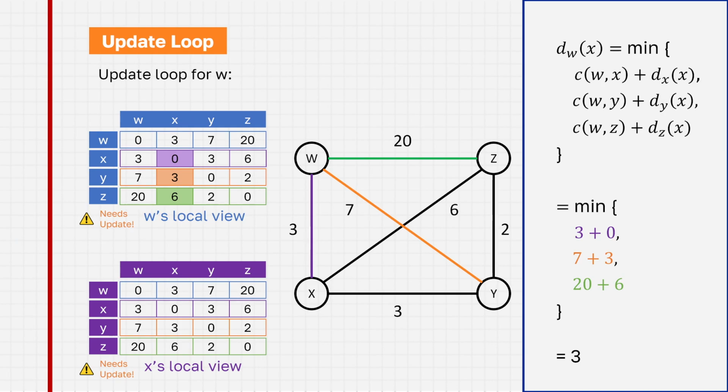Find the minimum, which is just 3 plus 0. Okay? So that's this one, you don't need to update it. It's still the same. Okay? Now, when you do from W to Y just now, this one assumes that it just goes directly, right?